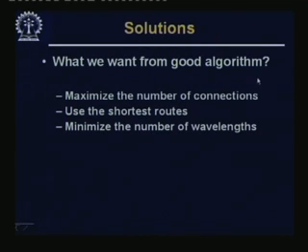Now, what do we want from a good algorithm? Maximize the number of connections, use the shortest routes and minimize the number of wavelengths. Maximizing the number of connections is of course our basic requirement. If we use the shortest route, the number of hops would be minimum, so delays and all kinds of things would be minimum. That is another good thing to have. And if we minimize the number of wavelengths used, future requests can possibly also be accommodated.